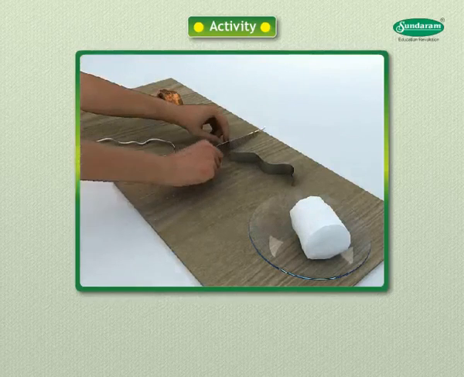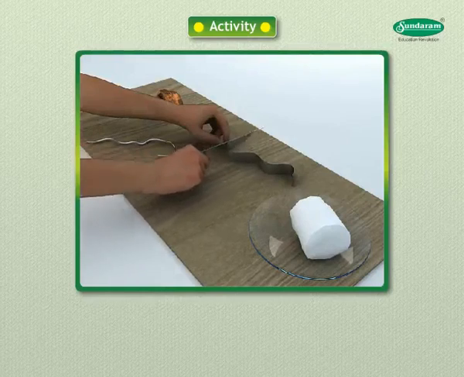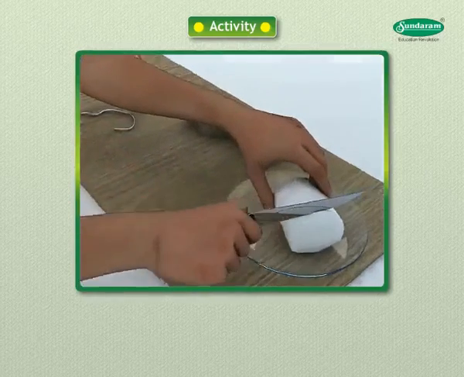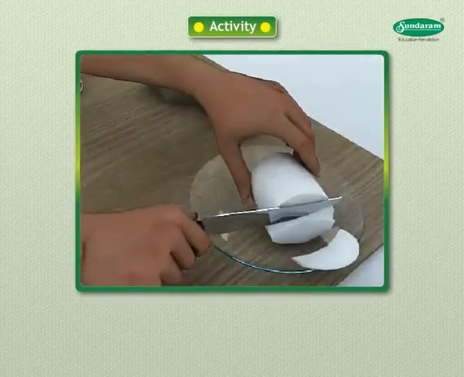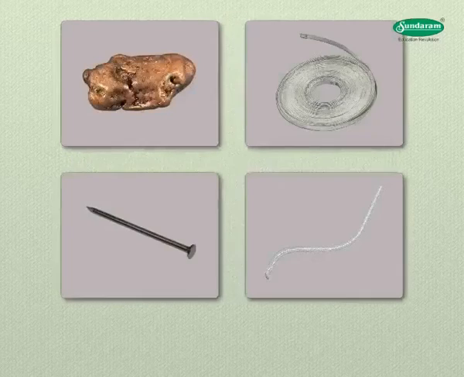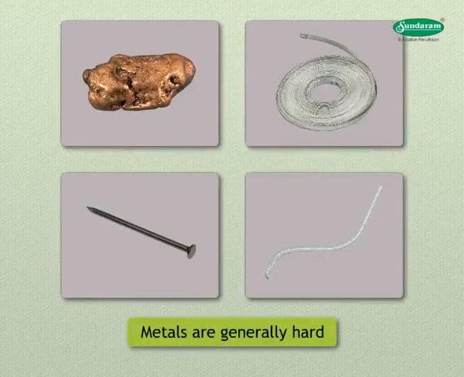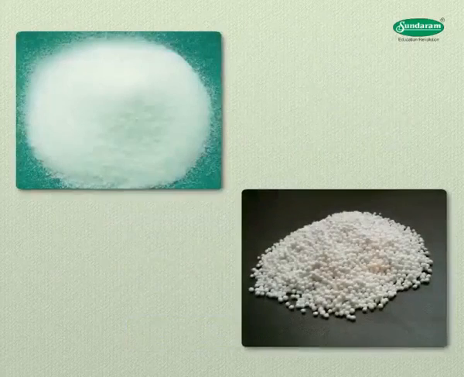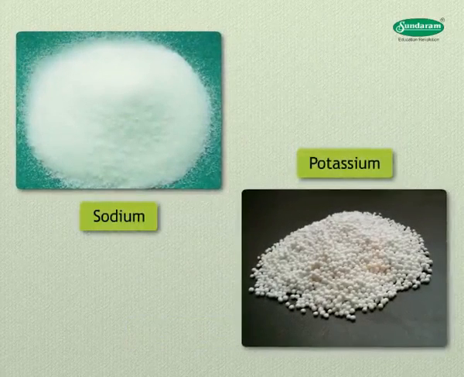All metals cannot be cut with a knife. Since sodium is a soft metal, it can be cut easily with a knife. This shows that metals are generally hard and the hardness differs from metal to metal. Alkali metals like sodium and potassium are soft metals and can be cut easily with a knife.